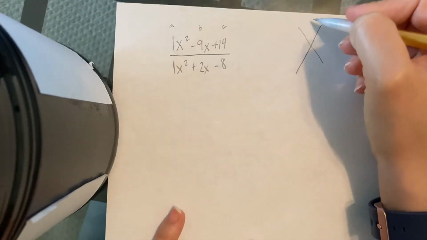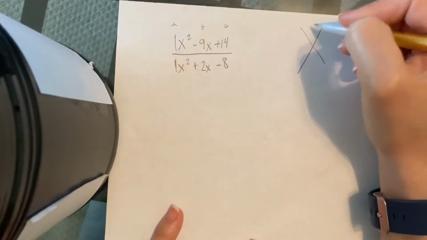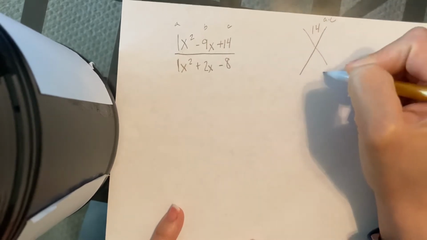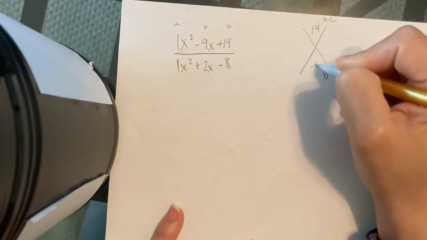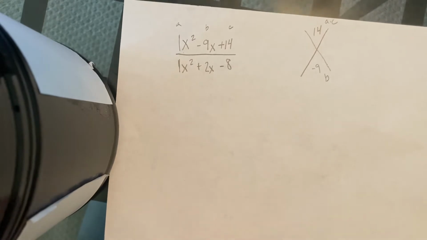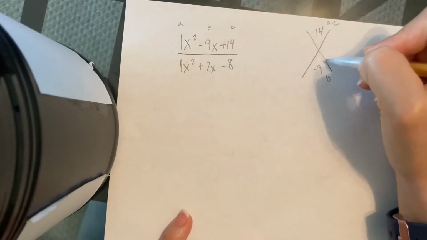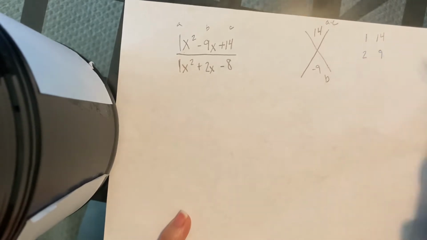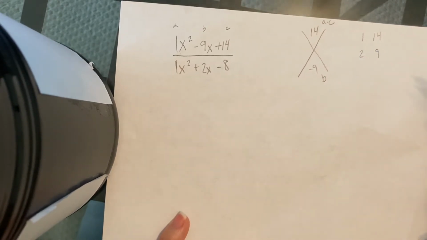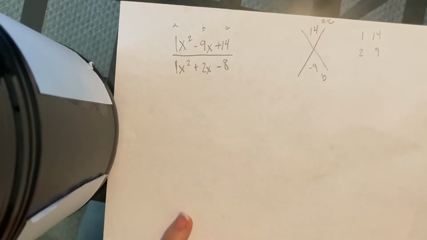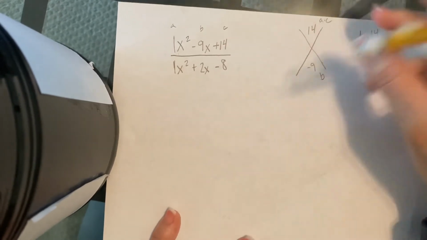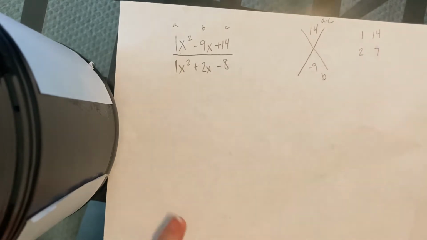On the top of the diamond is A times C, so 1 times 14 is 14. And on the bottom of the diamond is B, so -9. So I'm looking for two numbers that multiply to 14 that add to -9. So I'm going to list out everything that I can multiply to 14 over here. 1 and 14, 2 and 7. Sorry, it's not 2 and 9, 2 and 7 will multiply to 14.